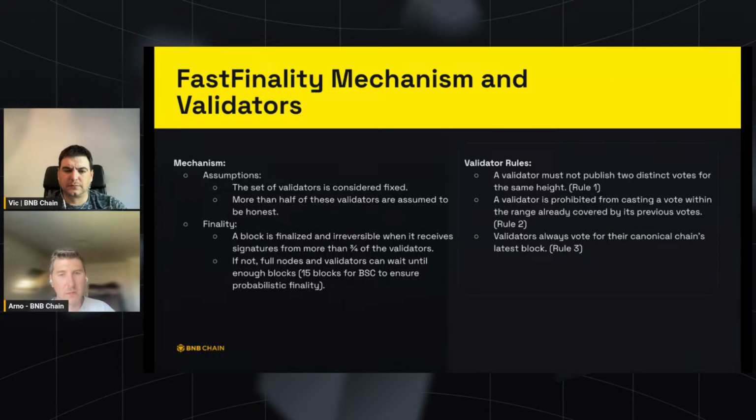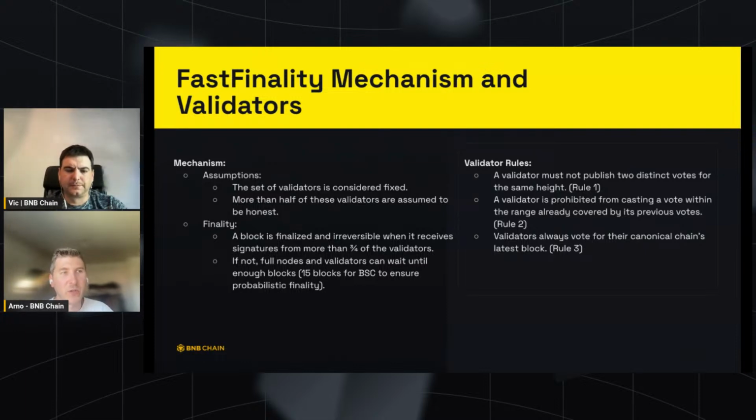Of course, if this layer is not working, we still have the base finality, which is 15 blocks within BSC to ensure our finality. So if a block doesn't receive enough votes, for example, we still have our other finality, which ensures the likelihood that something is reverted is low. Then we have the validator rules as well.